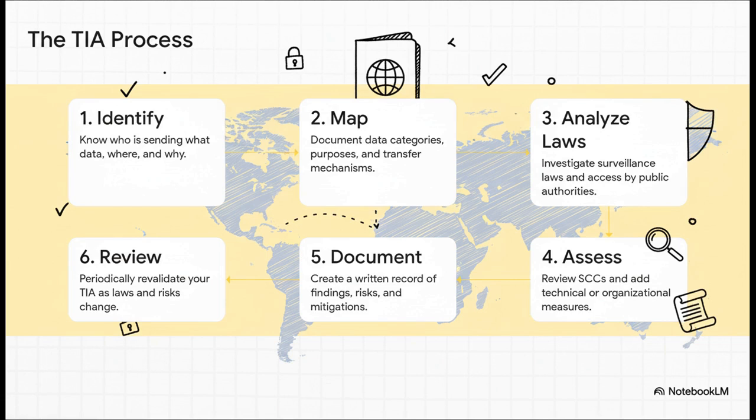Then, step 4, assess your safeguards. Are your contracts up to snuff? And can you add extra layers of protection like strong encryption? Step 5 is super important. Document everything. I mean everything. Your findings, the risks, what you did to fix them, it all needs to be in writing. And finally, step 6, and don't forget this one, a TIA is not a one-and-done thing. You have to keep coming back to it because laws and risks are changing all the time.